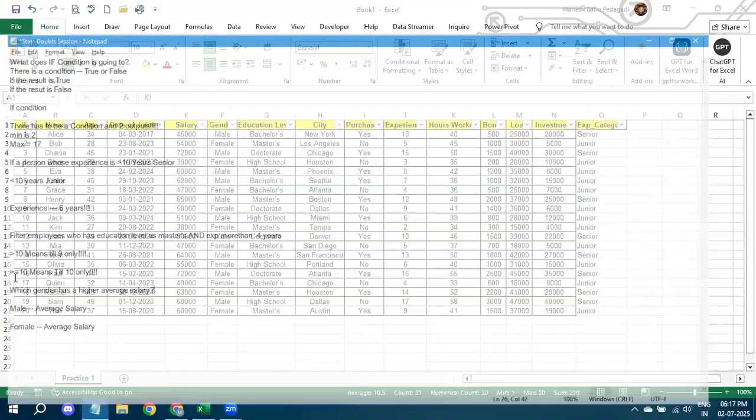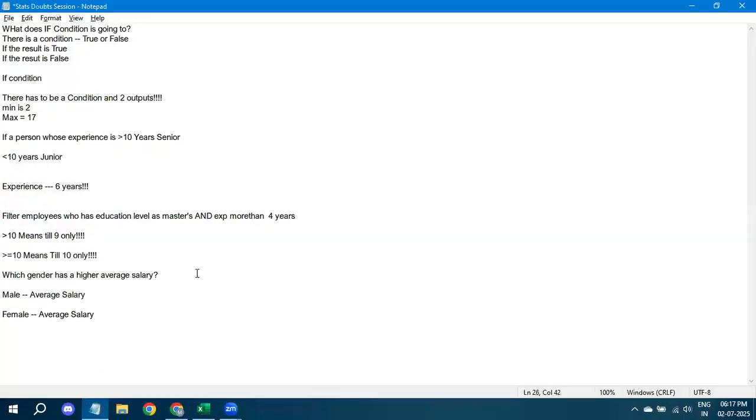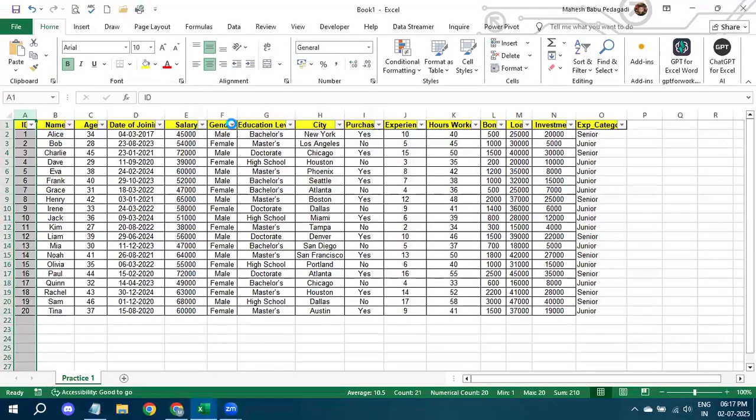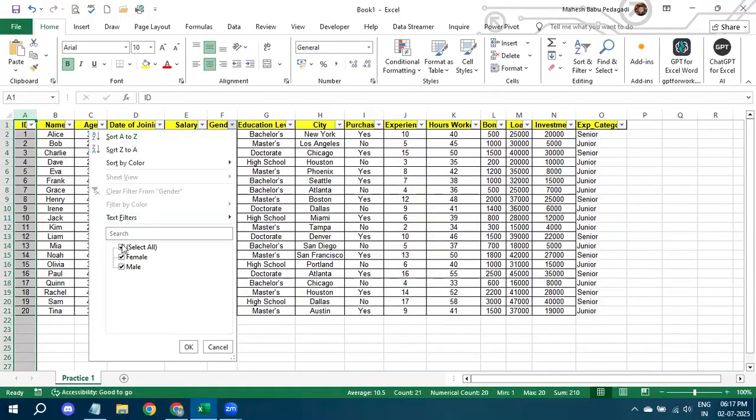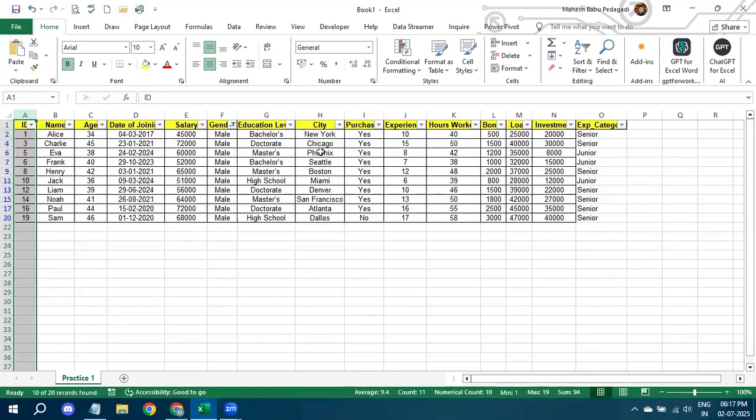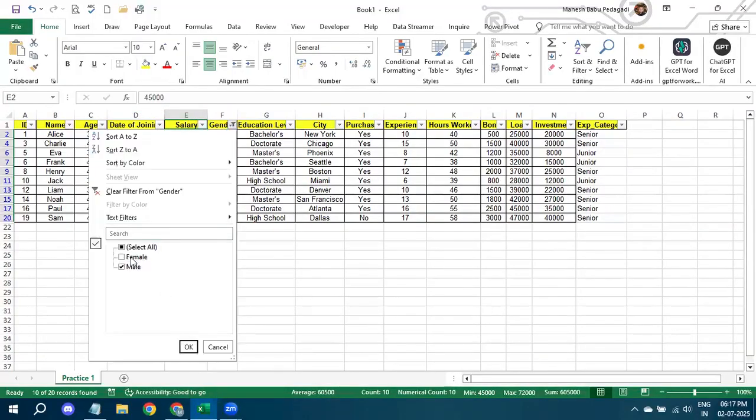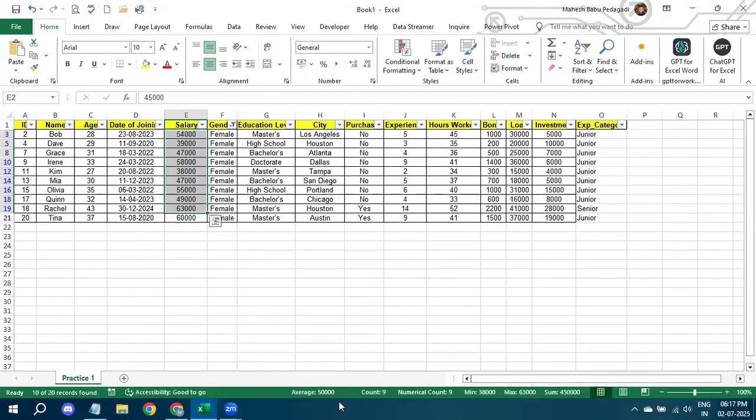Once you understand the question, decide which operation to perform first. Here in gender, I have two categories: one is male, another one is female. If I check male, I will check the salary. What is the average I'm getting here? 6,500. What will it be for female? It is 51,000. Who is having the highest average salary? Okay, this is how you need to cross-check the data.